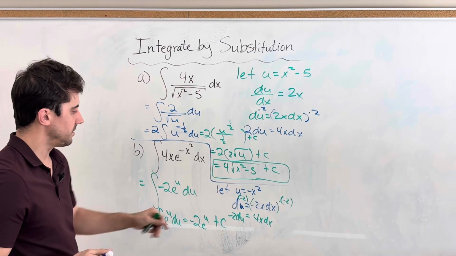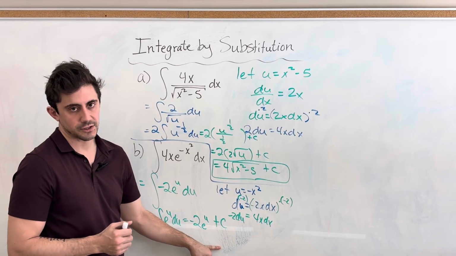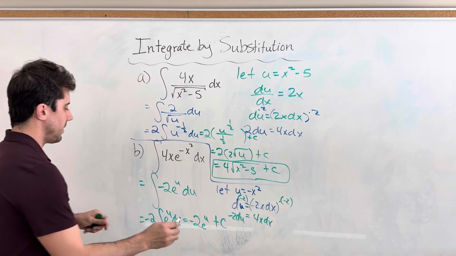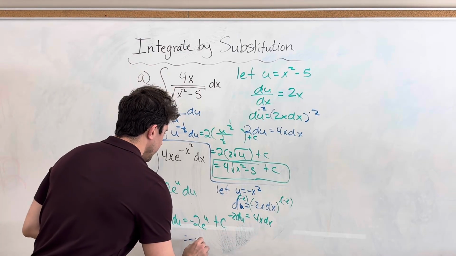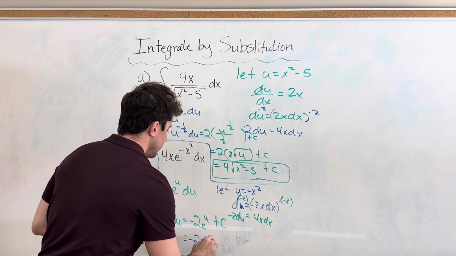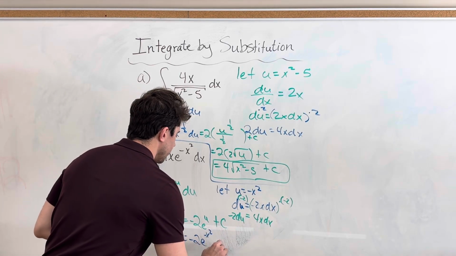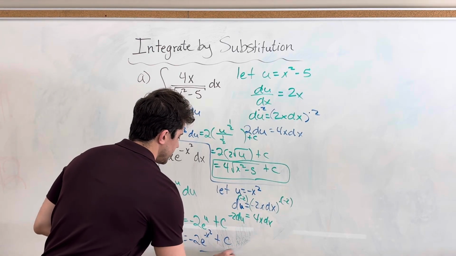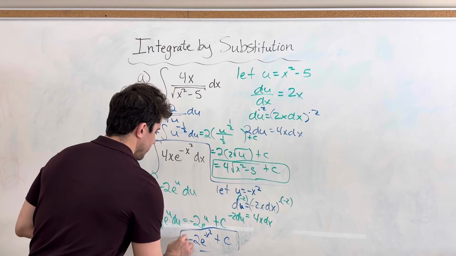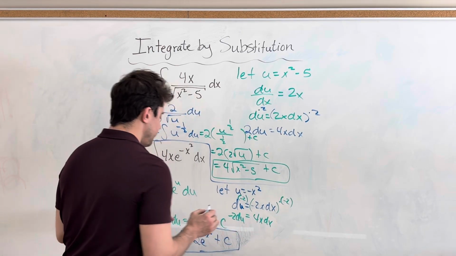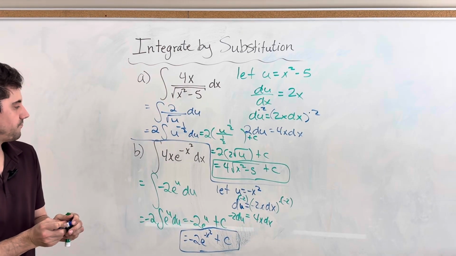And finally, let's bring it back to our original variable, x. And so our final answer should read negative 2 e to the negative x squared plus c. There we have it.